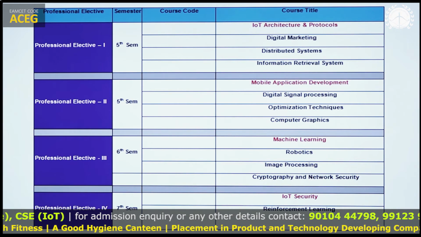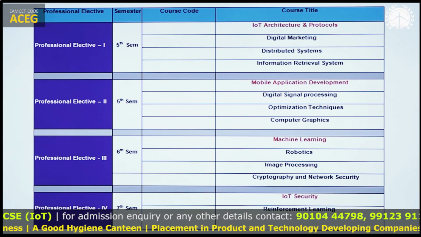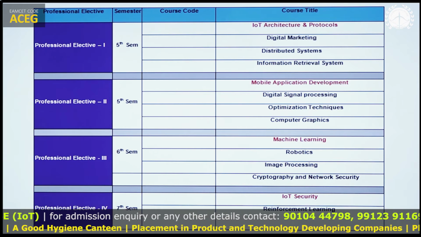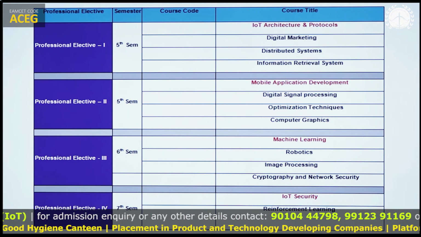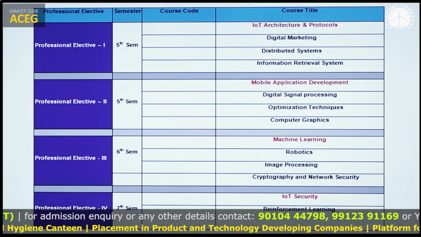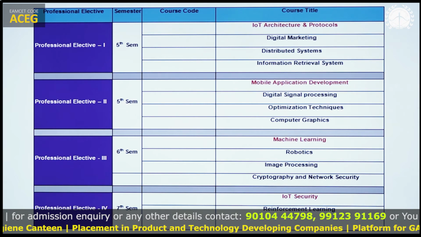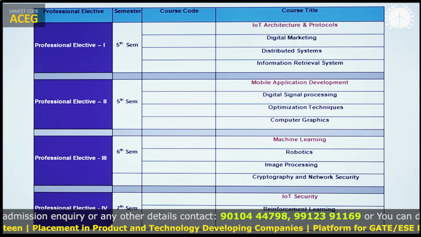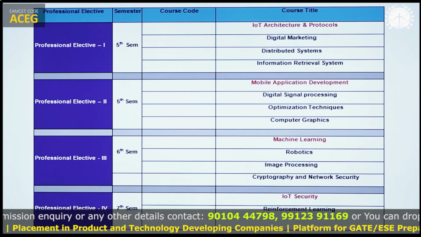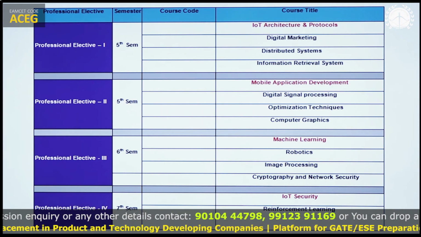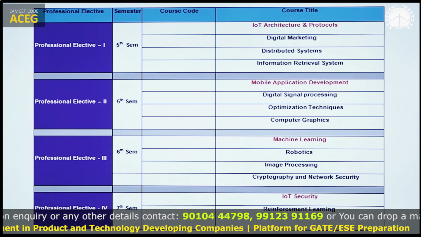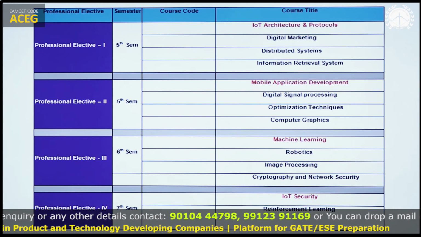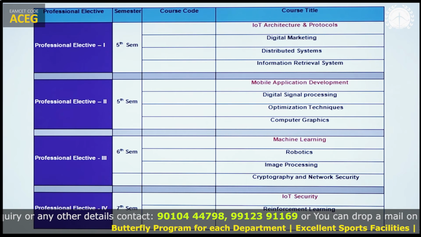Go to the professional electives here. Professional elective 1: IoT architecture protocols, digital marketing, distributed systems, information retrieval system. Professional elective 2: mobile application development, digital signal processing, optimization techniques, computer graphics. Professional elective 3: machine learning, robotics, image processing, cryptography and network security.